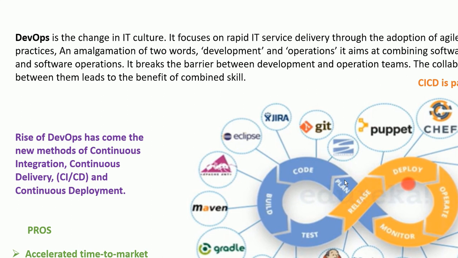Likewise, DevOps has many components and many strategies inside it, but CI/CD is a part. So what is CI? CI stands for continuous integration, and CD stands for continuous deployment as well as continuous delivery.